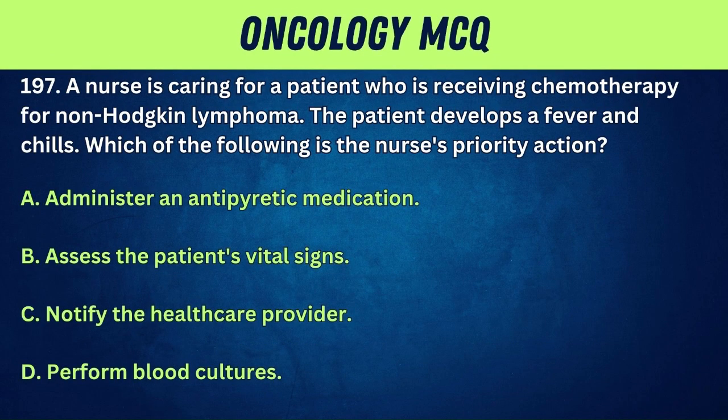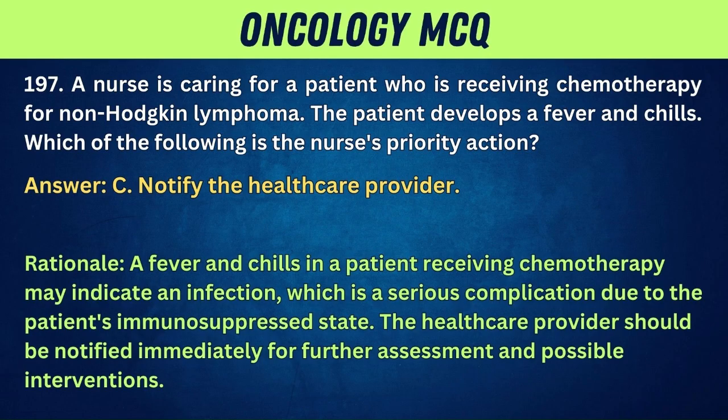197. A nurse is caring for a patient who is receiving chemotherapy for non-Hodgkin lymphoma. The patient develops a fever and chills. Which of the following is the nurse's priority action? A. Administer an antipyretic medication. B. Assess the patient's vital signs. C. Notify the healthcare provider. D. Perform blood cultures. Answer: C.